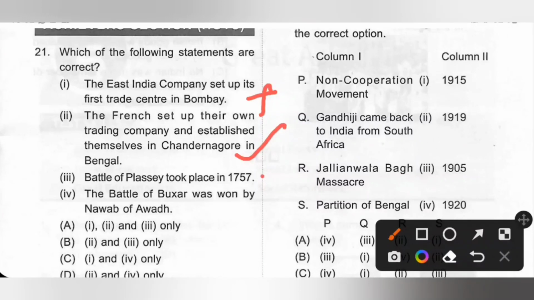Third, the Battle of Plassey took place in 1757. It is also a correct statement. Four, the Battle of Buxar was won by the Nawab of Awadh. It is an incorrect statement because the Battle of Buxar was won by the British. So the correct statements are 2, 1, 3 only. So option B is the correct answer.